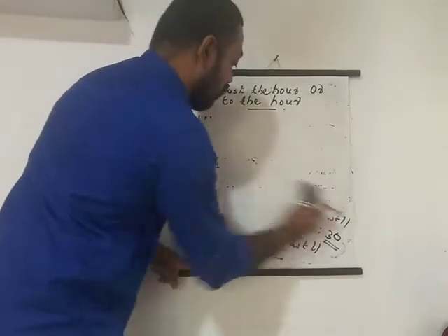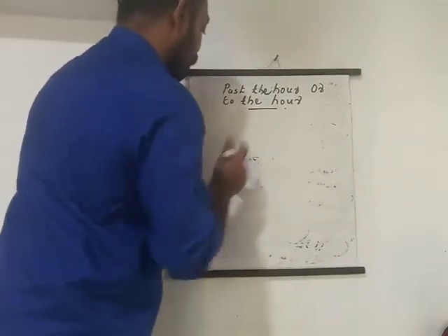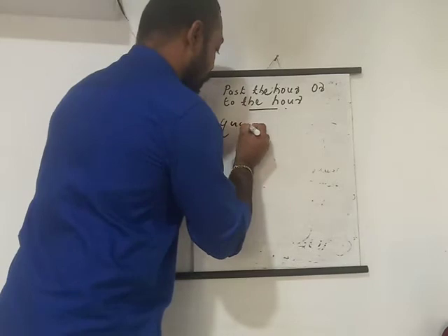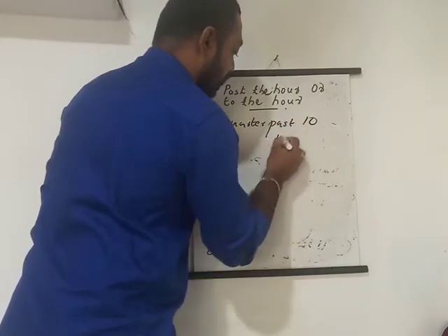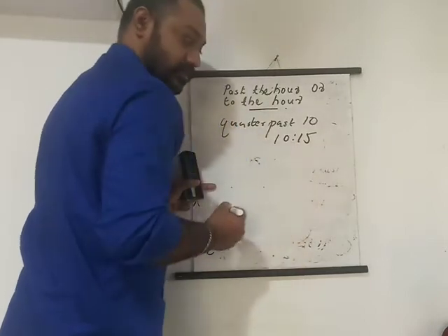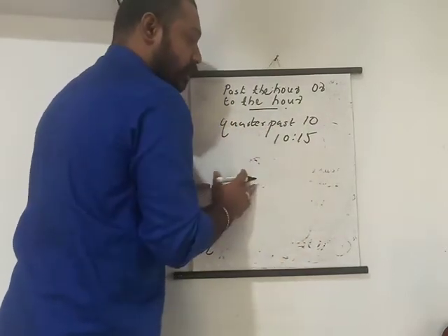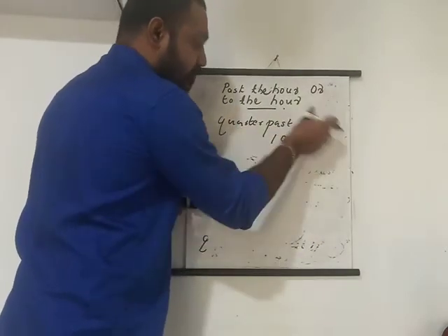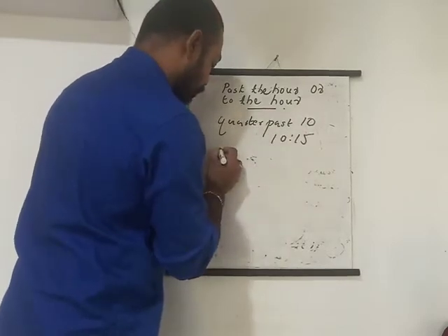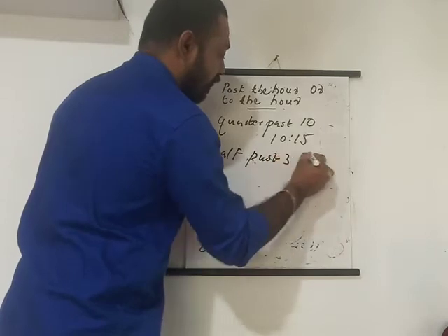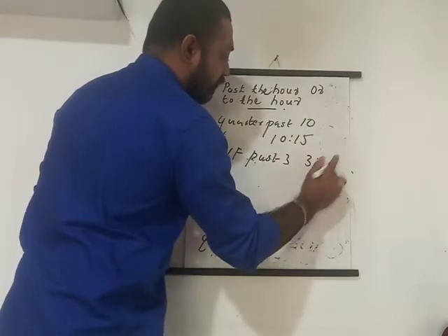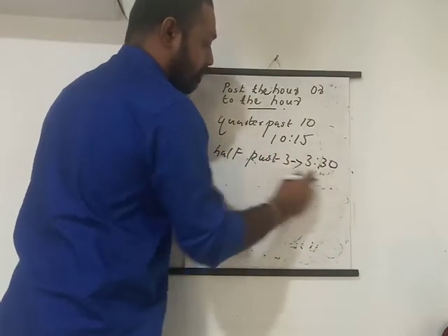So for example, if it is quarter past 10, what can we say? 10:15. Quarter past 10 means 10:15. 15 minutes past 10. Or half past 3 is what? 3:30. Half past 3 means 3:30.